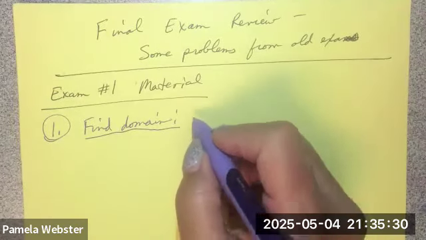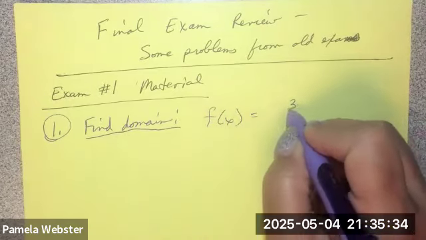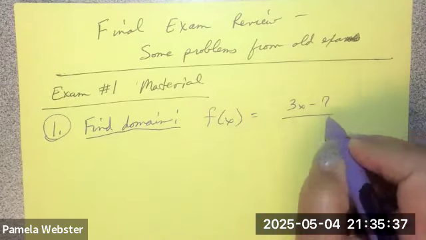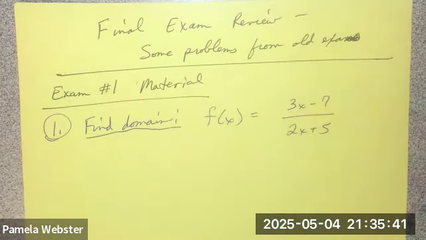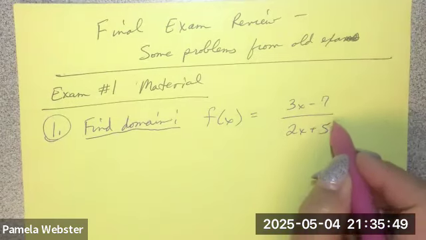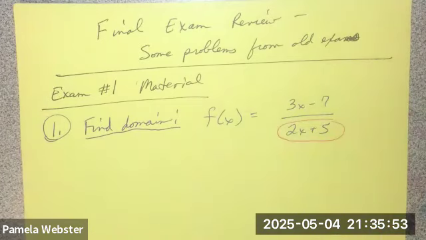Find the domain. I've got two different problems I want you to work on. So one is where the function is (3x minus 7) over (2x plus 5). And I want you to think about domain problems. So there are two basic domain problems that you have to worry about. And because this is a rational function and we have a little polynomial there on the bottom, hopefully in my head I hear you saying, don't divide by 0.